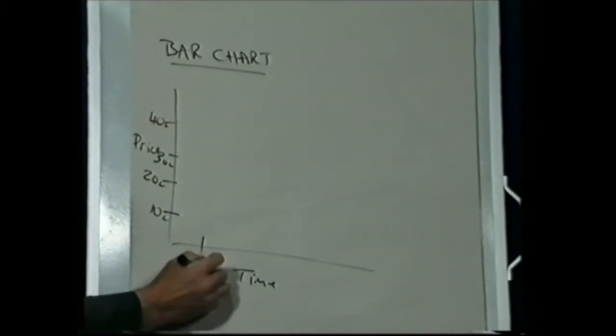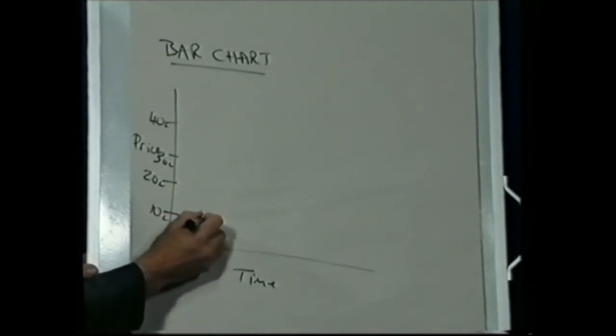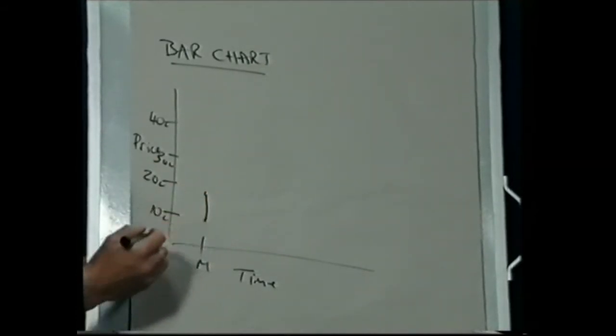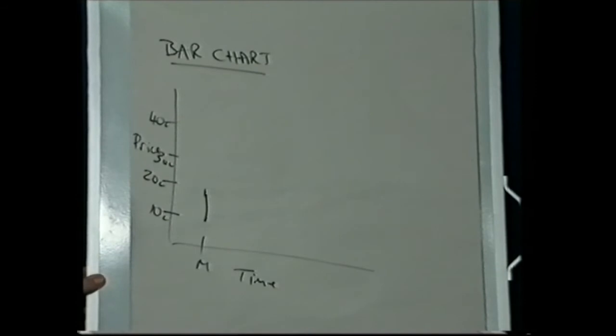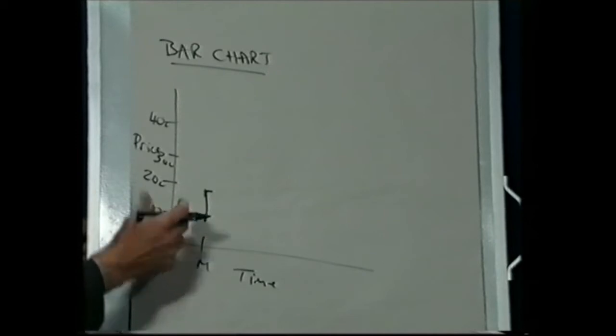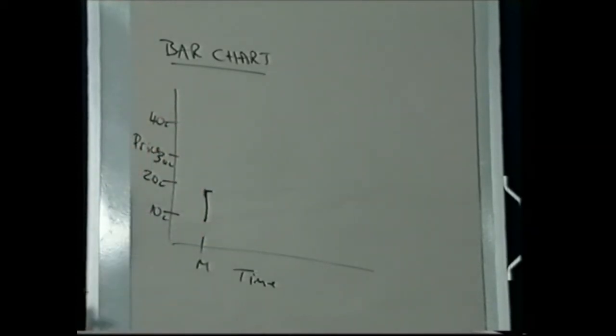And let's assume that on Monday, the share price opens at 10 cents and trades up to 20 cents. That means that we would draw a bar connecting those two prices between 10 and 20 cents. If the share price at the end of the day closes at 20 cents, then we draw a tick at the top of the bar to indicate the closing price. So what we have here is the range of trading as well as the closing price on one bar.